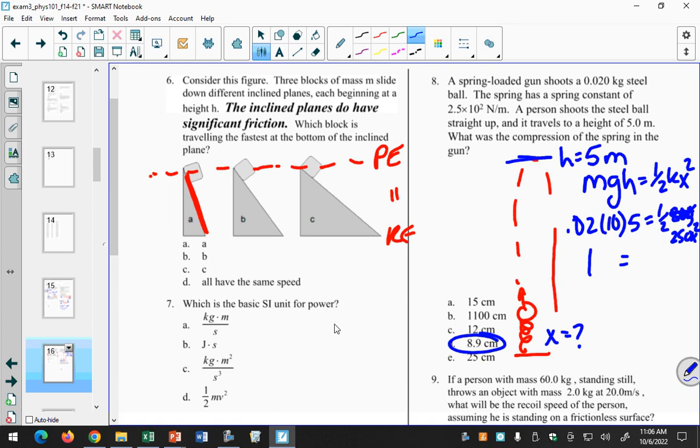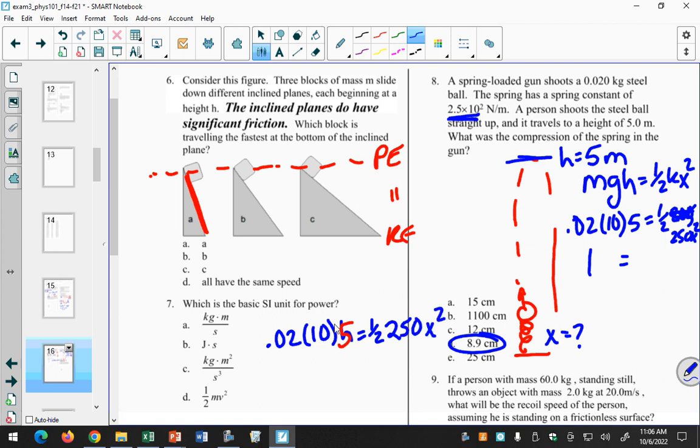I'm sorry, I was messy in that. Let me do it a little more clearly. So 0.02, that's the mass of the ball, times g, that's 10, times the height, which is 5, is equal to 1/2 of k. K is 250 times x squared. And I solved that for x.